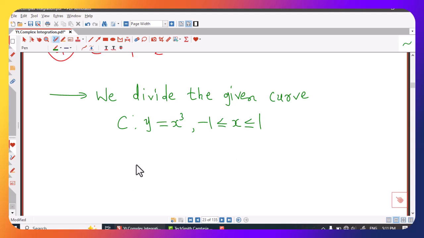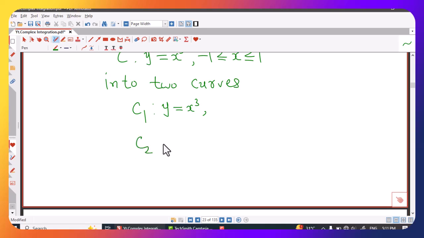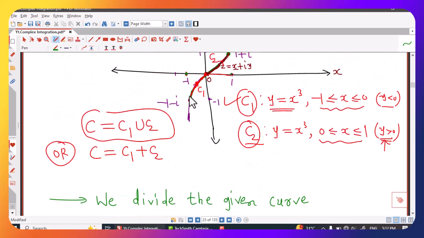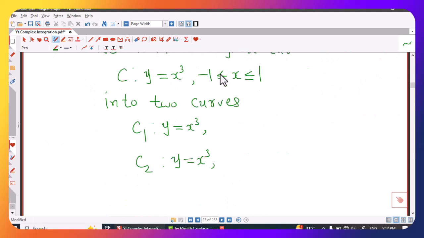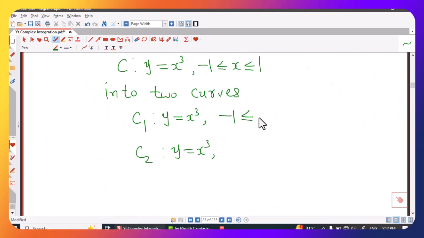So we divide this curve into two curves, which we write as C1 and C2. Both curves have the same equation, y equal to x cube, but along C1 x is from -1 to 0, and along C2 x is from 0 to 1. So here we write -1 less than or equal to x less than or equal to 0, and here 0 less than or equal to x less than or equal to 1.